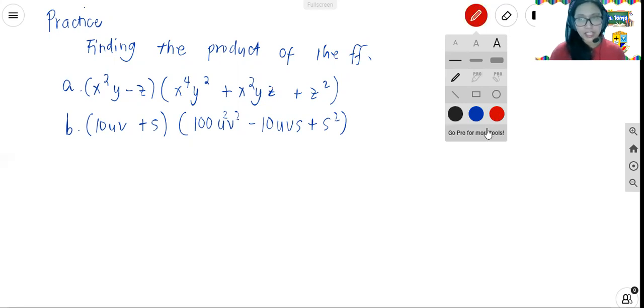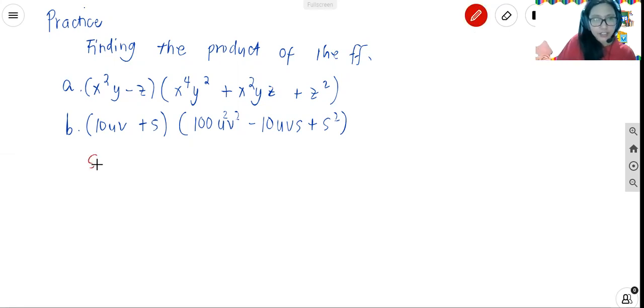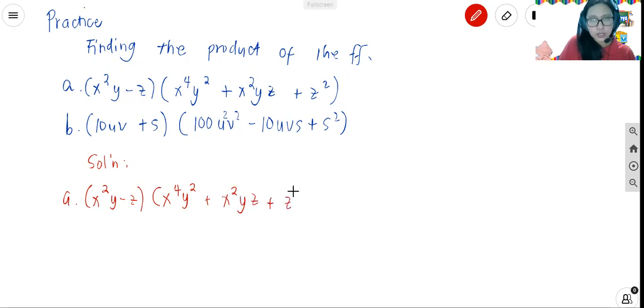Okay, so let's try and check if your answers are correct. So let's have the first one. We have (x squared y minus z) times (x to the fourth y squared plus x squared y z plus z squared). Of course, we still need to check first if it fits the pattern. So this is minus. I'll check the sign. So minus, plus, plus. So that fits the pattern. Now let's look at the terms. This is our A. This is our B.